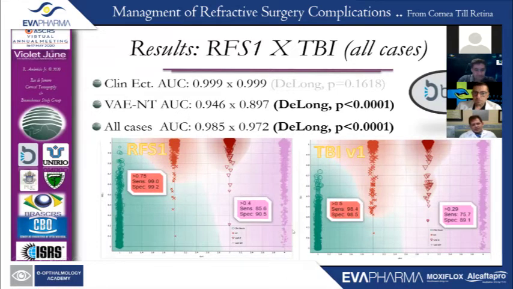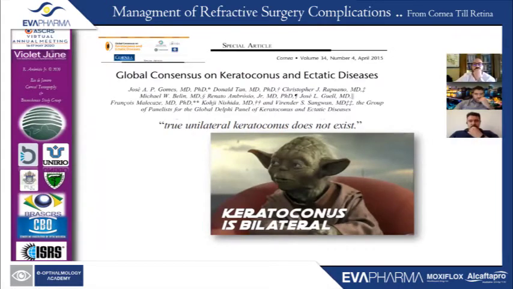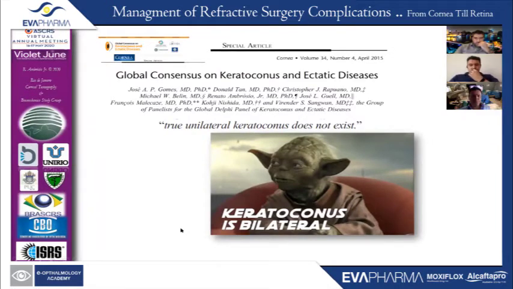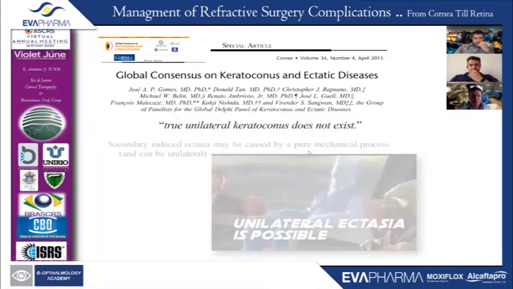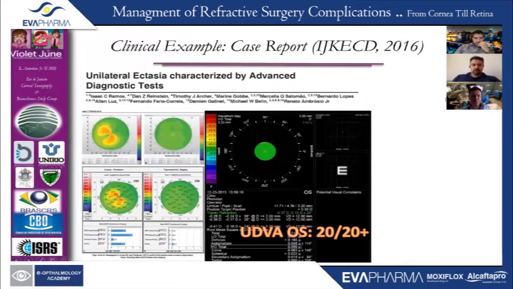This is important that we see some cases down here. These are the cases that are probably the unilateral ectasia, not keratoconus. True unilateral keratoconus does not exist, and I love the wisdom of Yoda for that message, but it's very important that we acknowledge that unilateral ectasia is possible, and it can be unilateral due to the mechanical process. This is the case that highly exemplifies this.